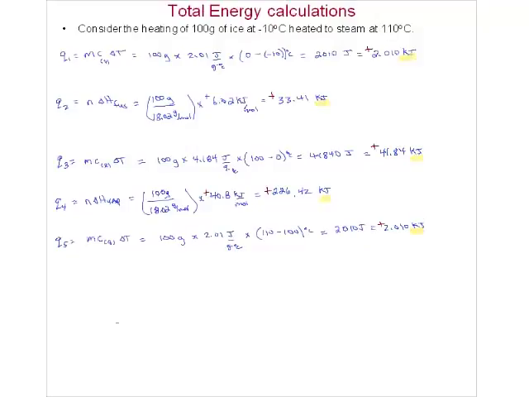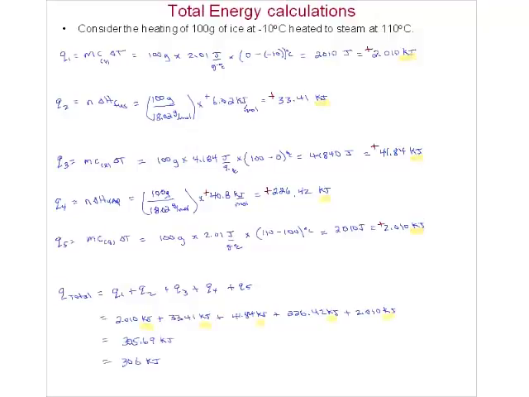What we have to do here now is add everything together. So Q total is going to be Q1 plus Q2 plus Q3 plus Q4 plus Q5. And because we have everything in their correct units here, kilojoules, kilojoules, kilojoules, kilojoules, kilojoules, we can safely add these guys up, and we get 306 kilojoules. It's a lot of energy.